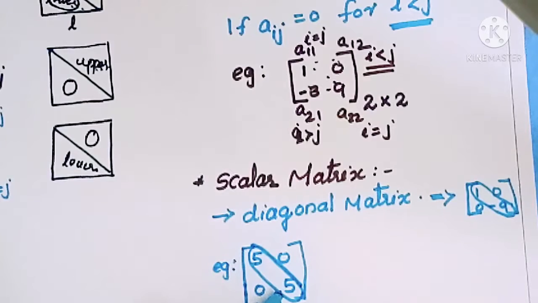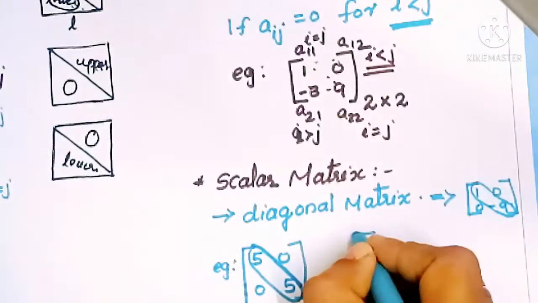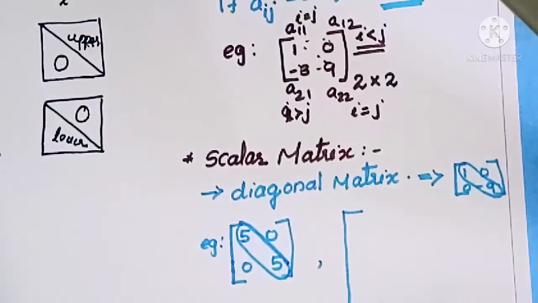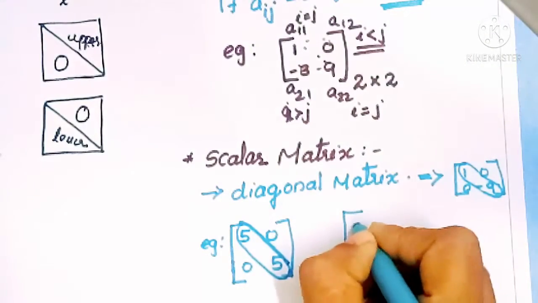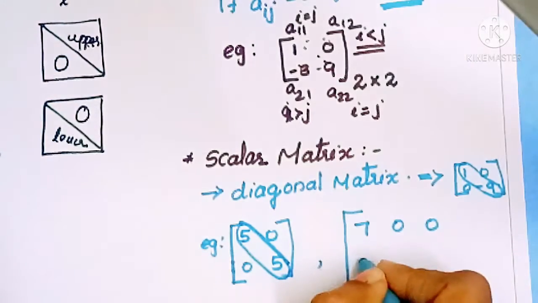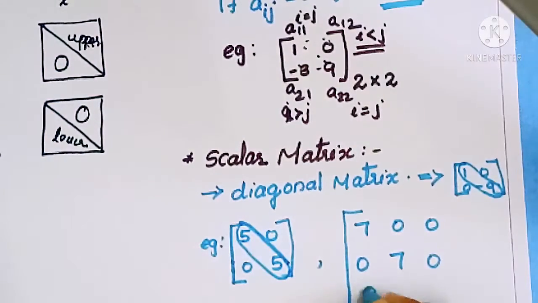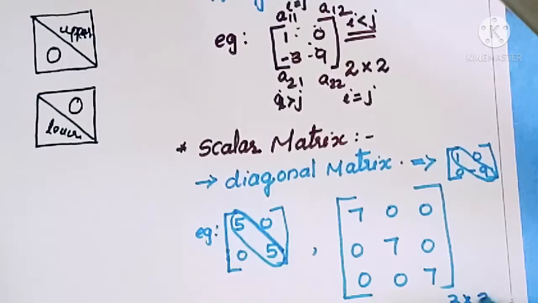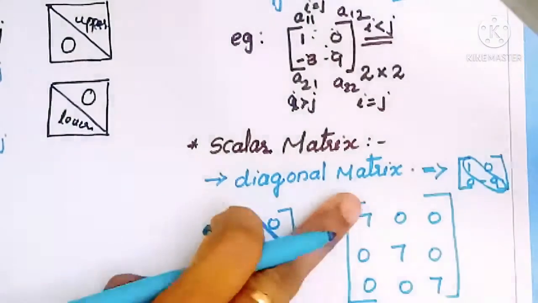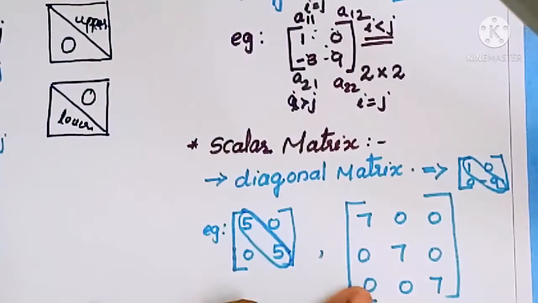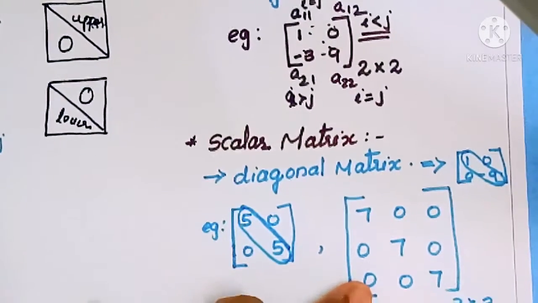What is the condition of a scalar matrix? All the elements present in the principal diagonal are equal. Then we can call a diagonal matrix a scalar matrix. We can write another example, a 3 by 3 matrix. This is an example of a scalar matrix. This is a 3 by 3 matrix. All the elements in the principal diagonal are equal, so we can call that diagonal matrix a scalar matrix.